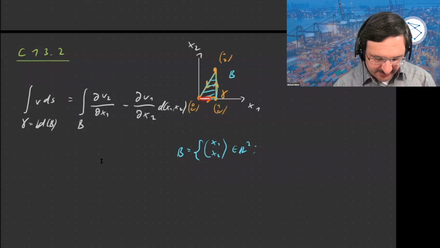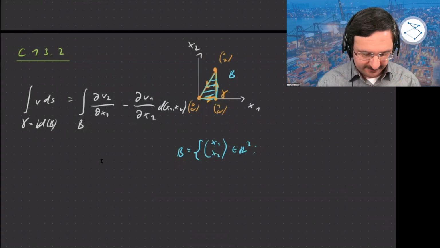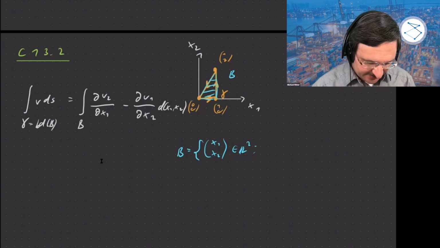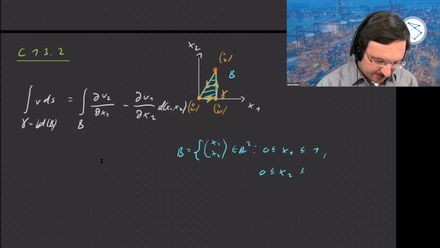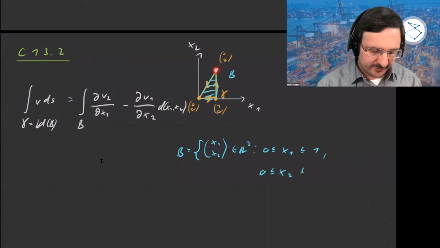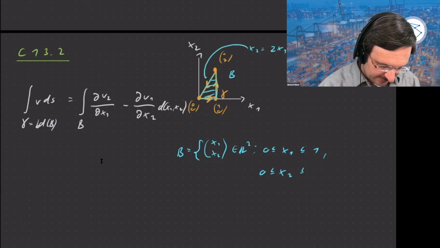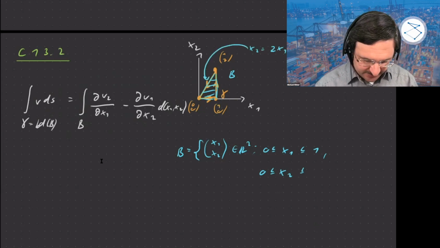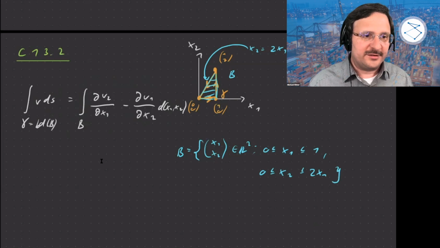And x2 is bounded by 0 below, and this line here, so a function of x1 above. So we can write that as 0 is less or equal to x1 is less or equal to 1, and 0 is less or equal to x2. And that line here simply is the line through 0. Remember that point here has an x2 coordinate of 2, an x1 coordinate of 1. So that is the line x2 equals 2x1. So that is the upper bound here, 2x1. Any x2 coordinate below that line belongs to the triangle. So that's the description of B as a normal domain.